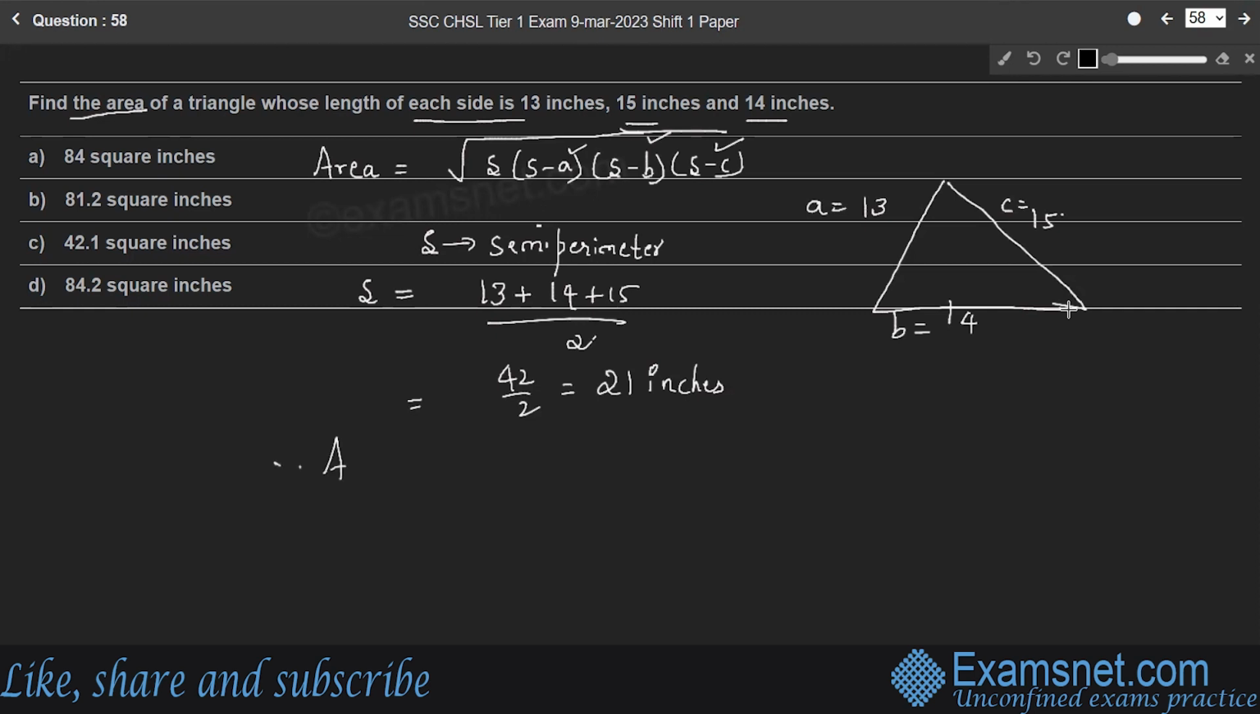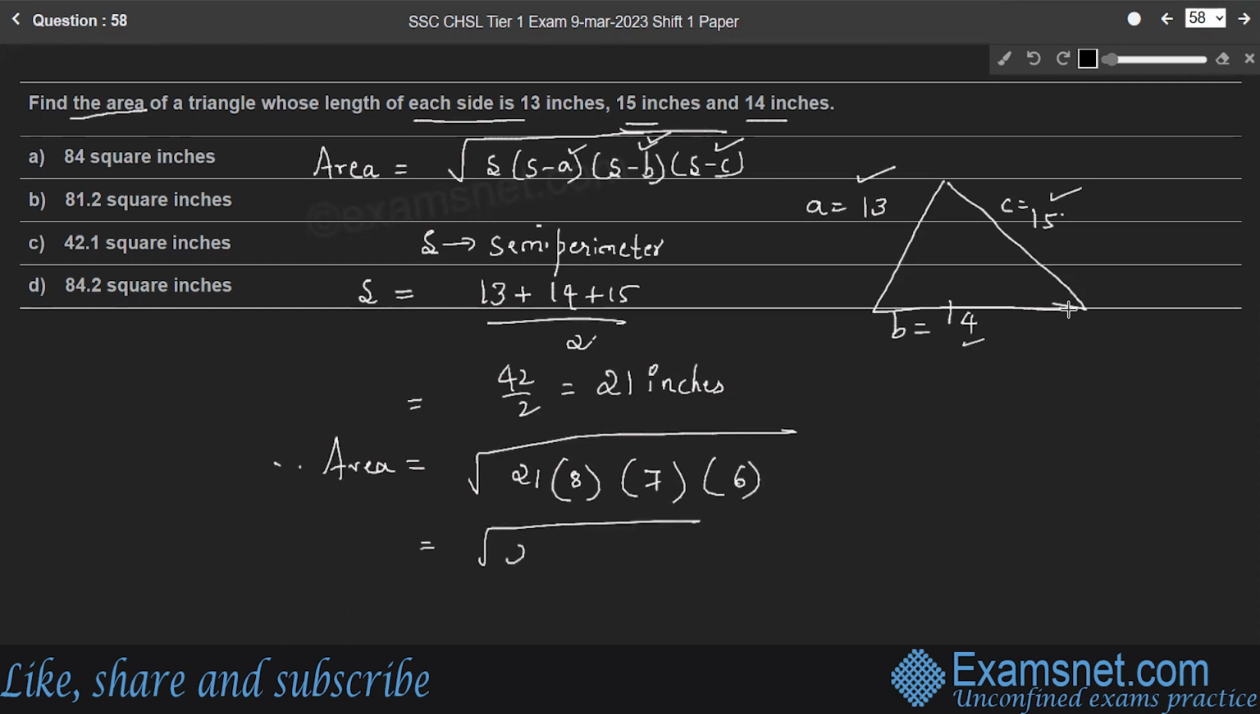Therefore, area of the triangle is equal to square root of S is 21 into S minus A. So S minus 13 is 8 into S minus B. So 21 minus 14, which is 7, into S minus C. 21 minus 15, which is 6. Right? Root of 21 into, so 8 into 7, 56. 56 into 6, which is 336. Right? So 21 into 336, which is the root of, so we'll get 21 into 6.